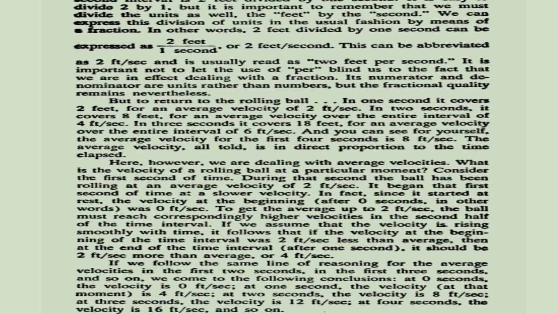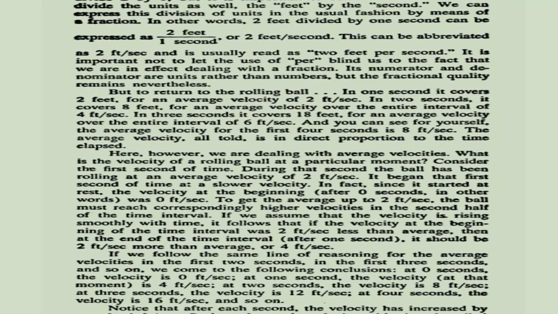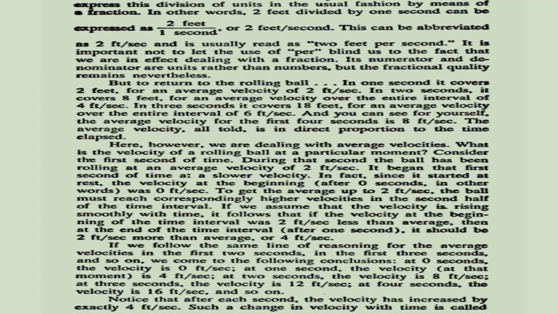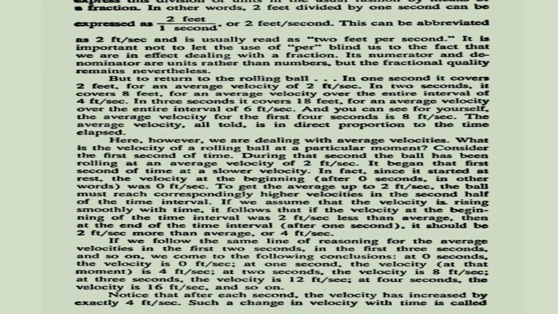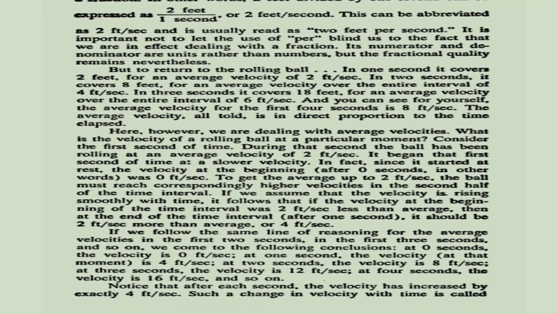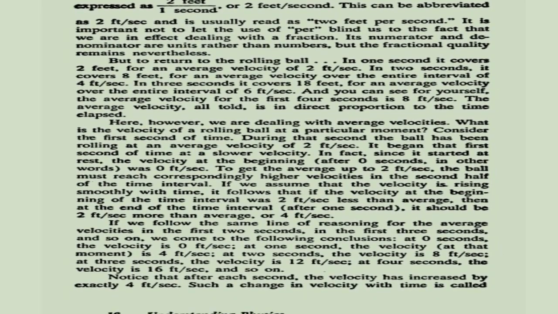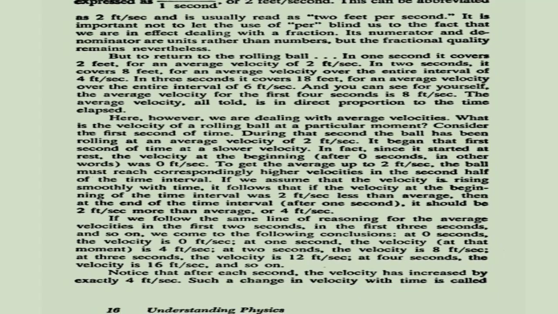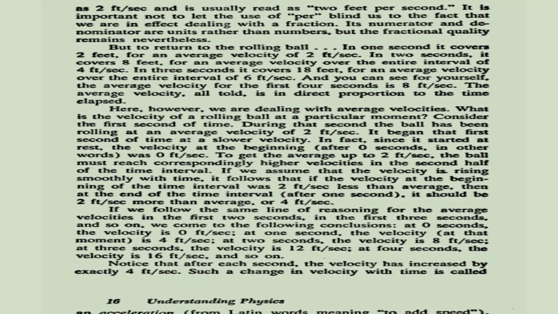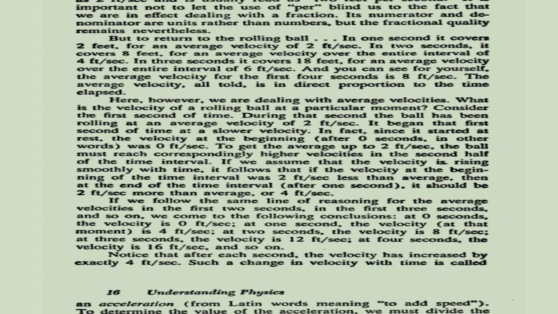Such a change in velocity with time is called an acceleration, from the Latin words meaning to add speed. To determine the value of the acceleration, we must divide the gain in velocity during a particular time interval by that time interval. For instance, at 1 second, the velocity was 4 feet per second, while at 4 seconds it was 16 feet per second. Over a 3-second interval, the velocity increased by 12 feet per second.